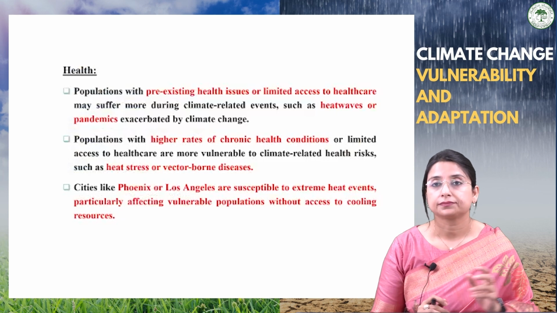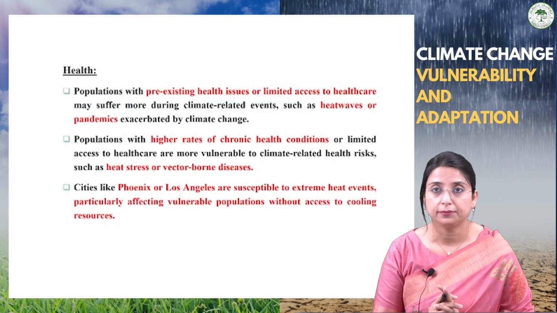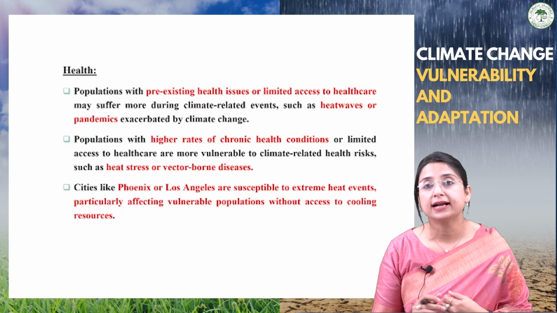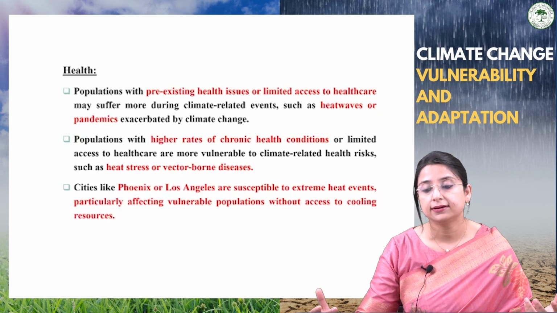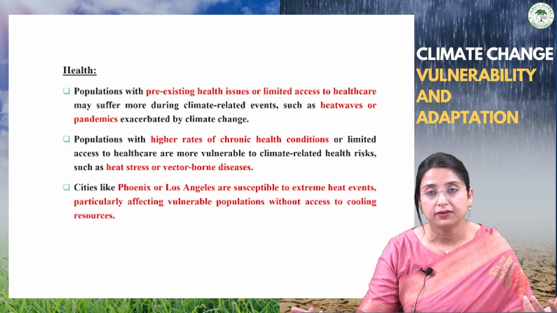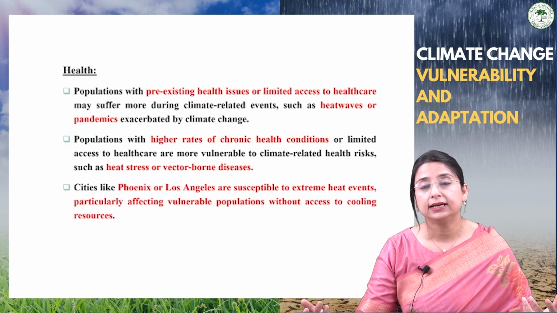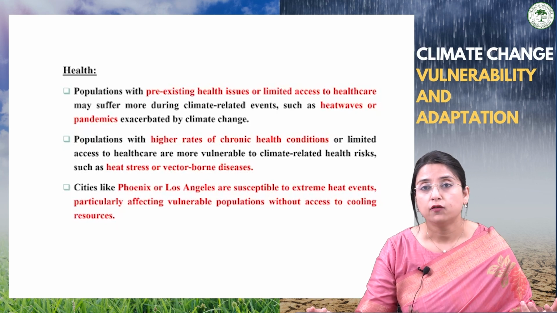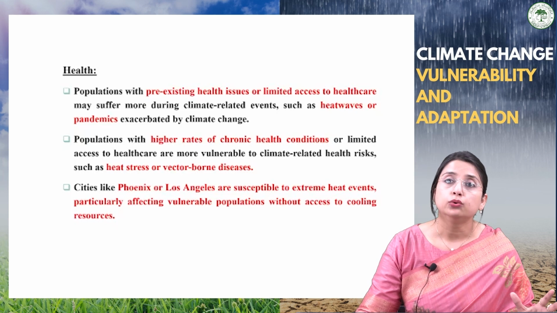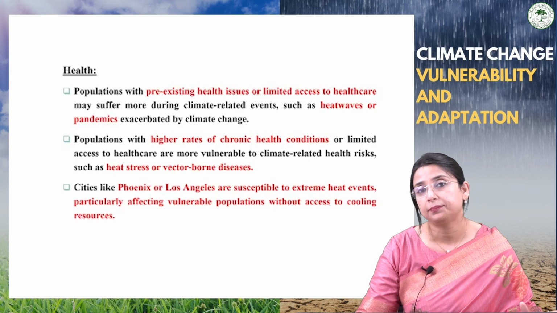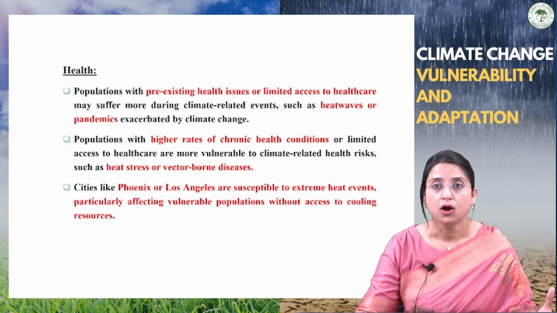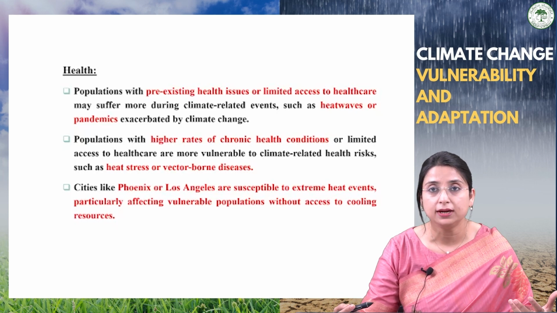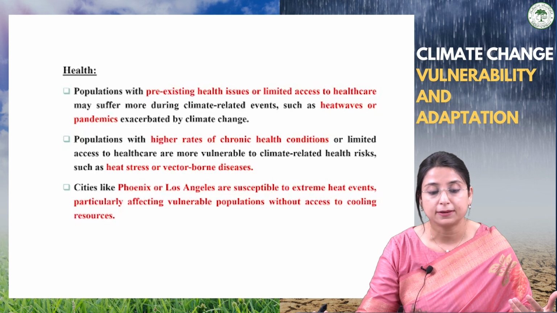Another very important factor that makes physical vulnerability worse is health. A population already having pre-existing health issues, or limited access to health care, maybe due to income level, is more vulnerable to certain climatic impacts like heat waves or pandemics, mainly exacerbated by climate change. For example, people who are already stressed or have a pre-existing disease like cardiovascular or respiratory disease will be more susceptible to climatic changes like heat waves or pandemics, etc.